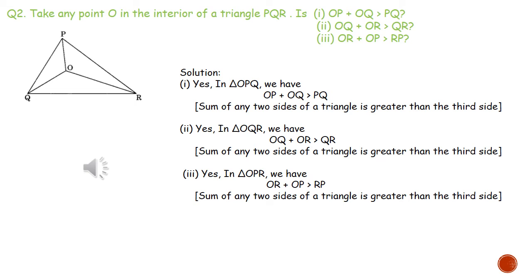Now we can see in triangle OPQ, OP plus OQ is greater than PQ because sum of any two sides of a triangle is greater than the third side. Similarly, we can take triangle OQR and prove that OQ plus OR is greater than QR. We are following the same property. In the third part, we are choosing the triangle OPR and OR plus OP is greater than RP using the same property.